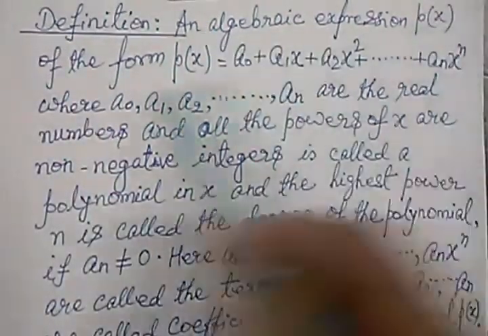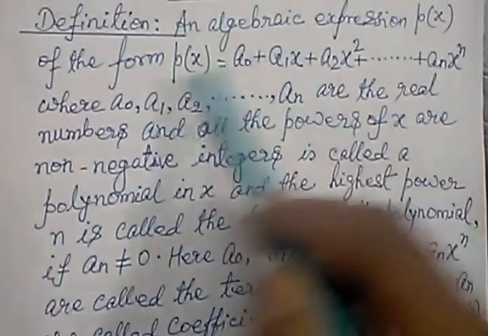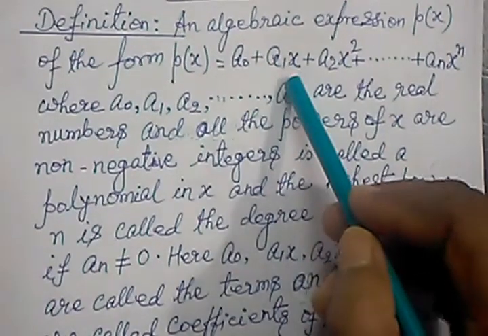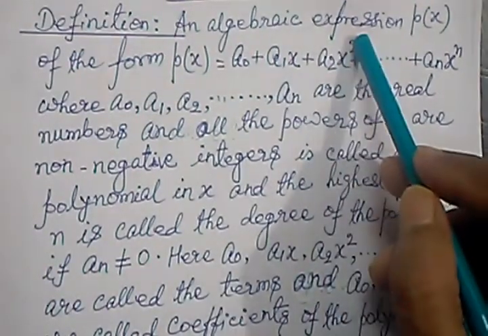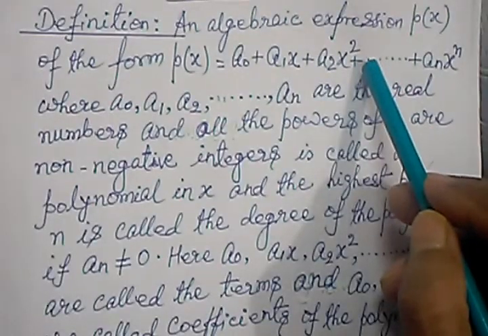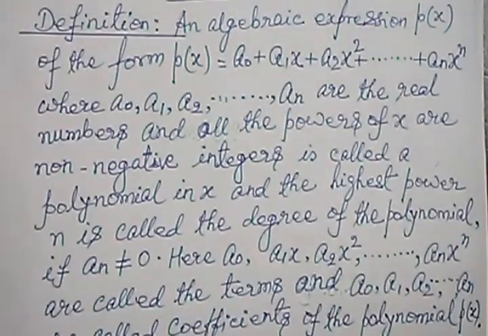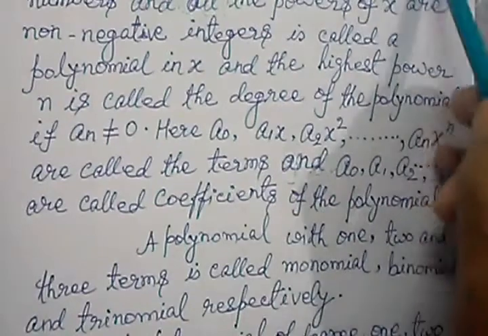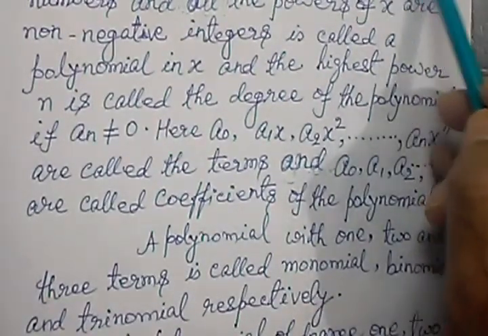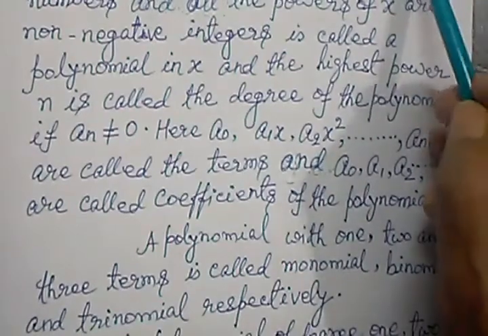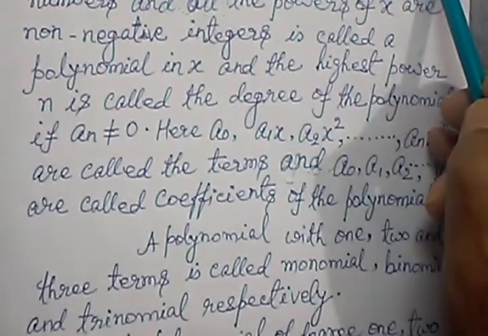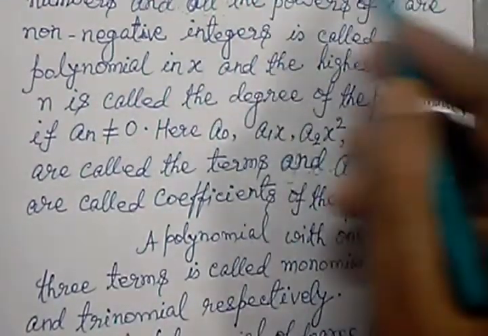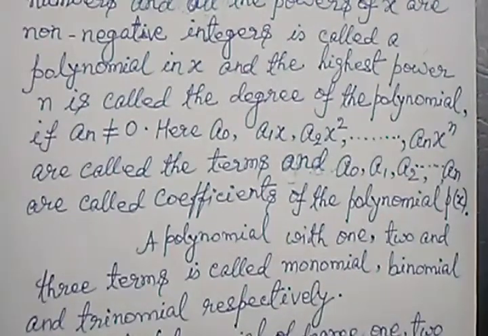So an algebraic expression p(x) of the form p(x) is equal to a0 plus a1x plus a2x squared plus a3x cubed plus a4x to the power 4 plus and so on, and the last term, an x to the power n. So see here, in this algebraic expression, everywhere there is a plus sign.